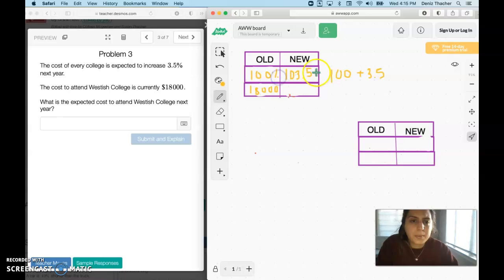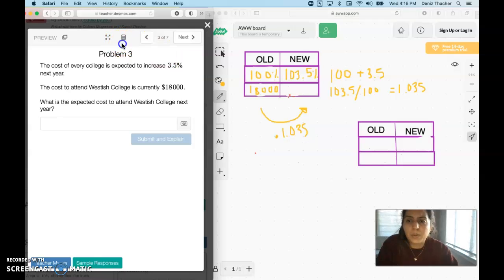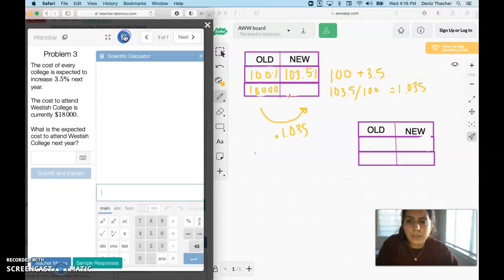Let me make sure I put my percentage signs next to these. So again, I want to find that COP, I want to find that multiplier, so I can do that by dividing the right side, which is 103.5, by 100. And that would give me 1.035. So that means that I can now multiply my $18,000 by my COP, and figure out how much we are going to have to pay next year for this college.